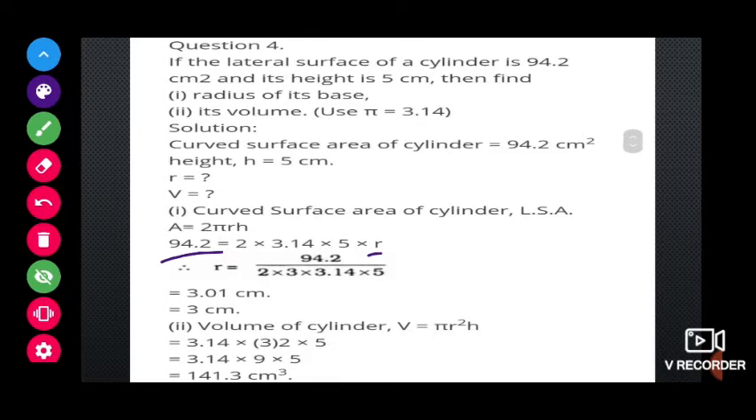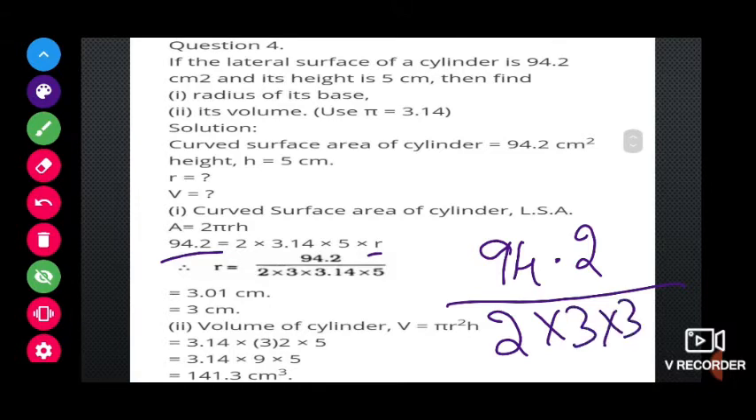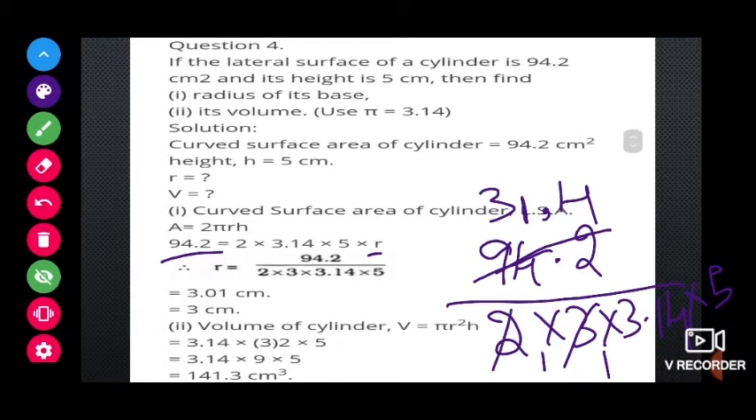Now r is equal to, here if we do the cancellation, children, here we are having 94.2 divided by 2 into 3 into 3.14 into 5. Now we can cancel it with the first 3 table. 3 ones are 3, 3 threes are 9, 4 will not go. So 3 ones are 3, 1 2. So 0.3 fours are 12. Next again with the 2 table, 2 ones are 2, 1 1 means 2 5s are, then 1 4 means 7.